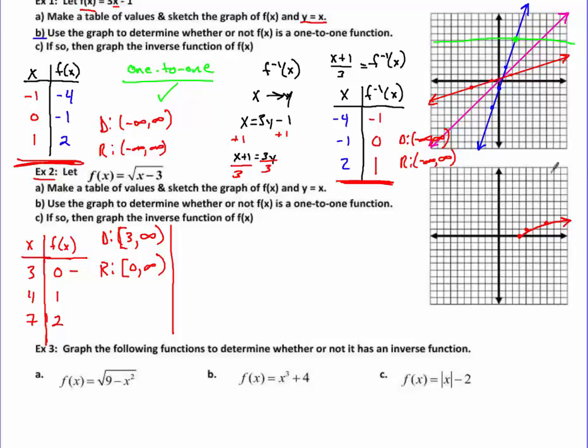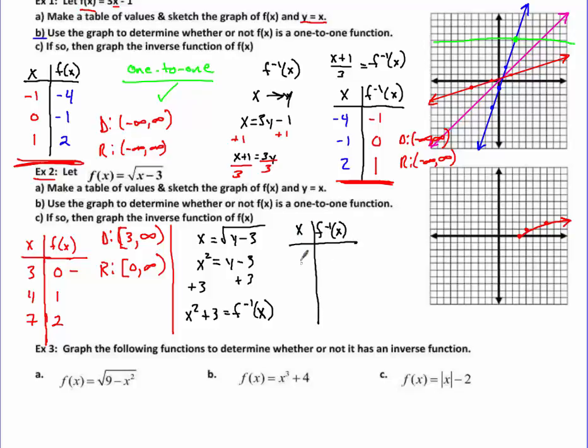So now we're going to do x equals square root of y minus 3. We're switching the x's and the y's to find the inverse. So we need to square both sides, so we get x squared equals y minus 3, plus 3 on both sides. X squared plus 3 is f prime, or the inverse of f of x. So make a table: x and f inverse of x.